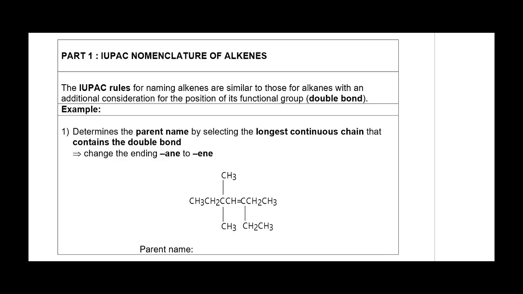The first part you need to determine is the parent name. You need to select the longest carbon chain containing the carbon-carbon double bond, and then the word ending from -ane we change to -ene. So right now we need to find the longest carbon chain including the carbon-carbon double bond. So we start here. Carbon number 1, carbon number 2, and then at carbon number 3, we need to include the carbon-carbon double bond. So 3, 4, and then at carbon number 5, you can either go right, left, or you can go forward. So I will go forward because I need to take the longest carbon chain.